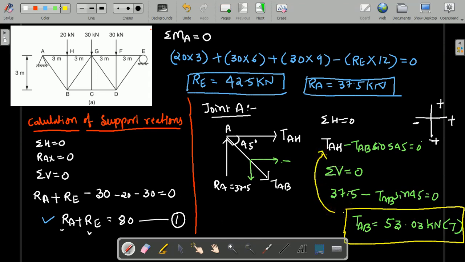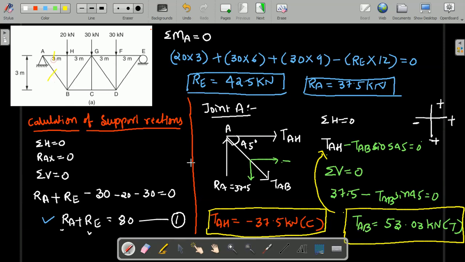Now substitute this 53.03 in this equation, and you will get the value of TAH. By substituting the TAB value, you get TAH as minus 37.5 kilonewton. Since it is negative, you need to mention the member is in compression. Clear? So now TAH is over, TAB is over. I have considered joint A, and this member and this member I have calculated.